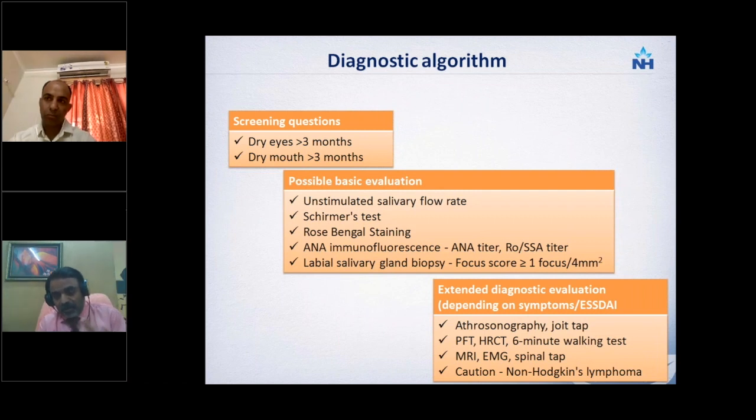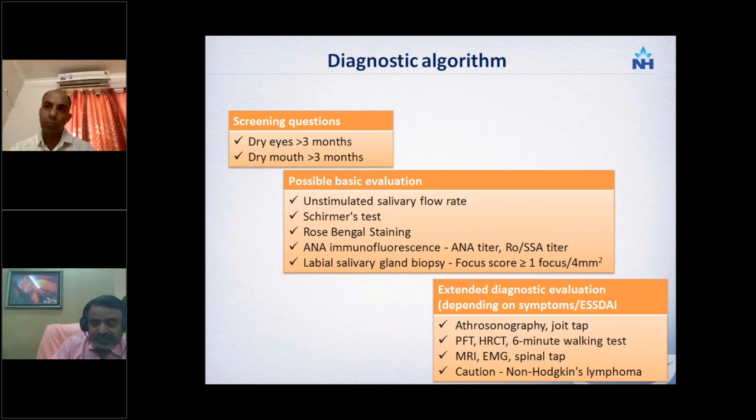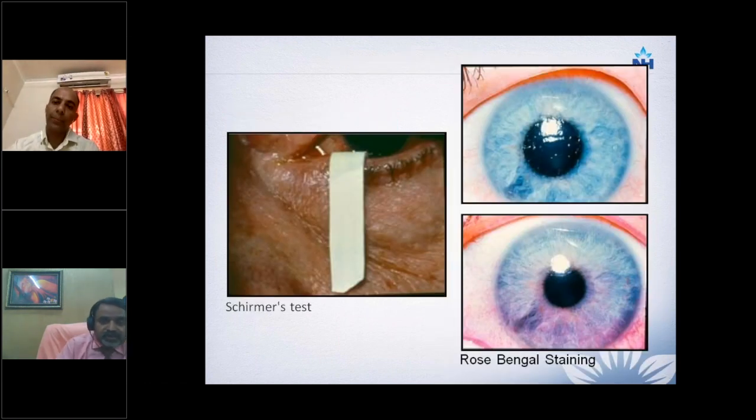And there are tests like MRI, EMG, and spine to confirm the extraglandular features of primary Sjogren's syndrome, like PFT and HRCT or 6-minute walk test to rule out interstitial lung disease, or ABG to rule out interstitial nephritis. And this is the Schirmer test. This is a blotting paper, and we can do it in the office in day-to-day clinical practice.